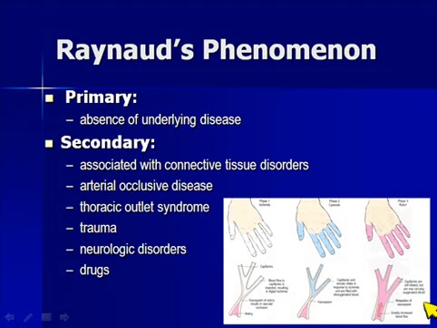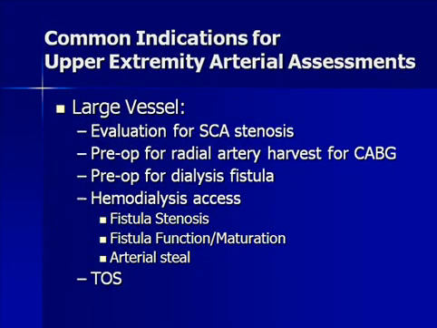Lastly, once the stimulus is removed, the arteries stop vasospasming, blood flow is returned, and there is a reactive hyperemia here, and we see this bright red change. So we go from white to blue to red, and we get this classic pattern we see in patients with Raynaud's.